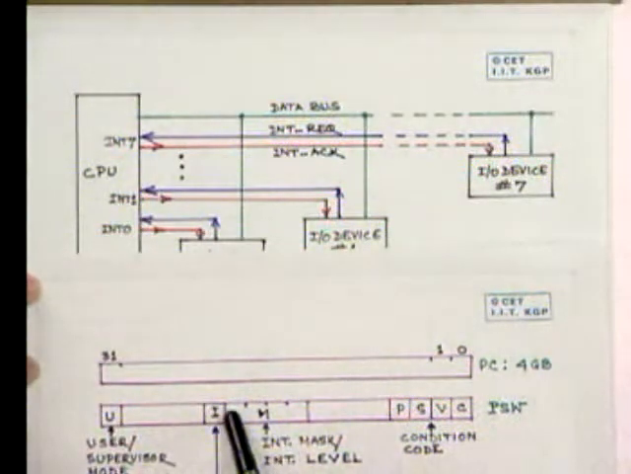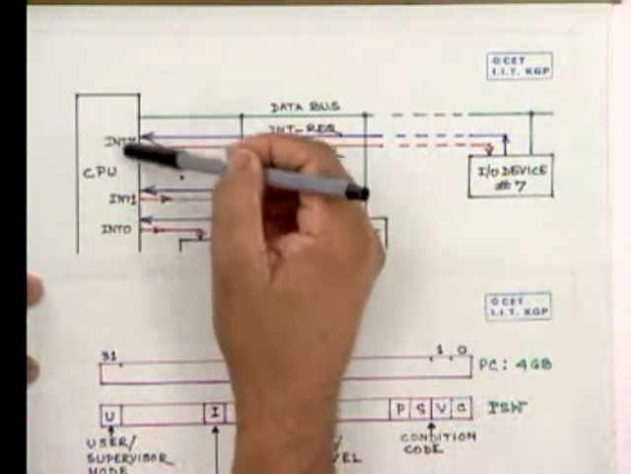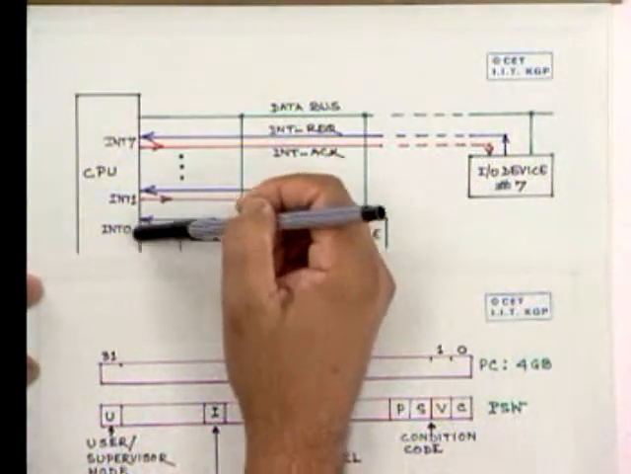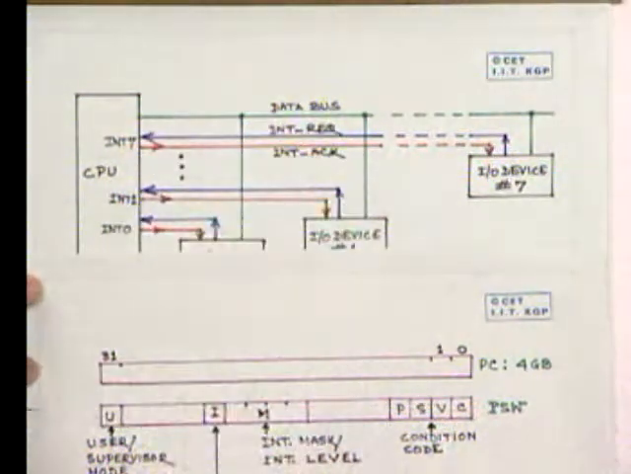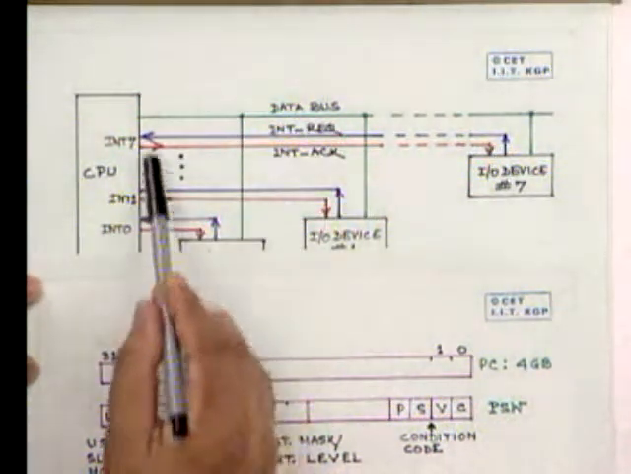Therefore, we can say that these mask bits will tell which interrupts the CPU at an instant of time has kept enabled or which are kept disabled. This is one way of controlling which interrupt will get serviced.